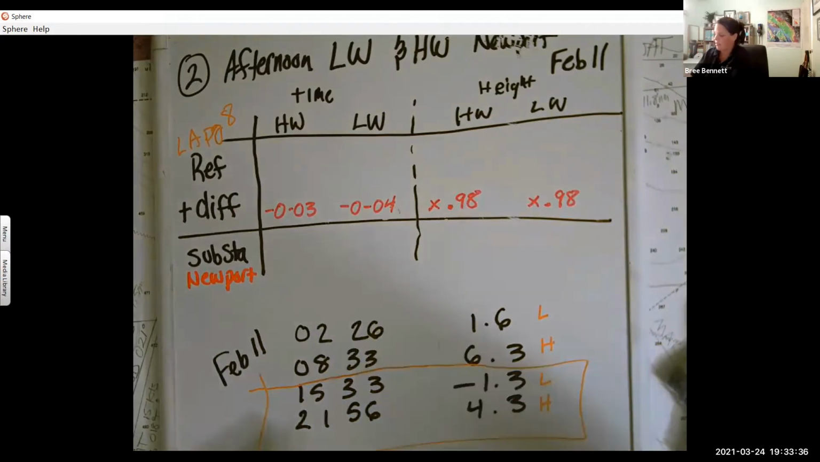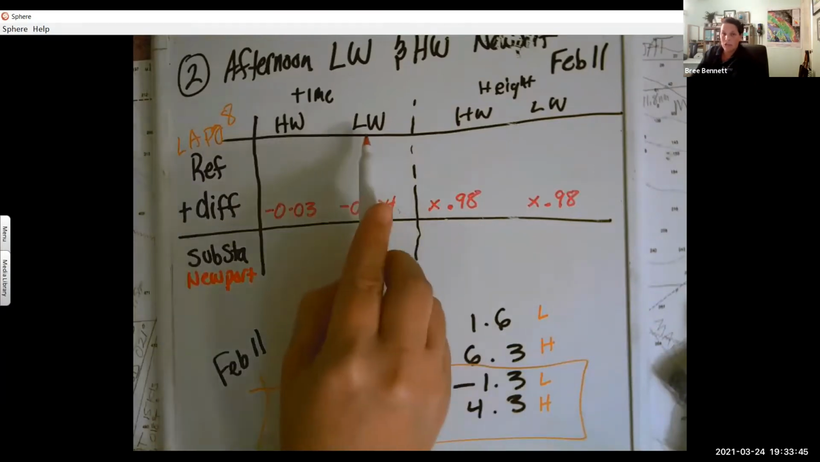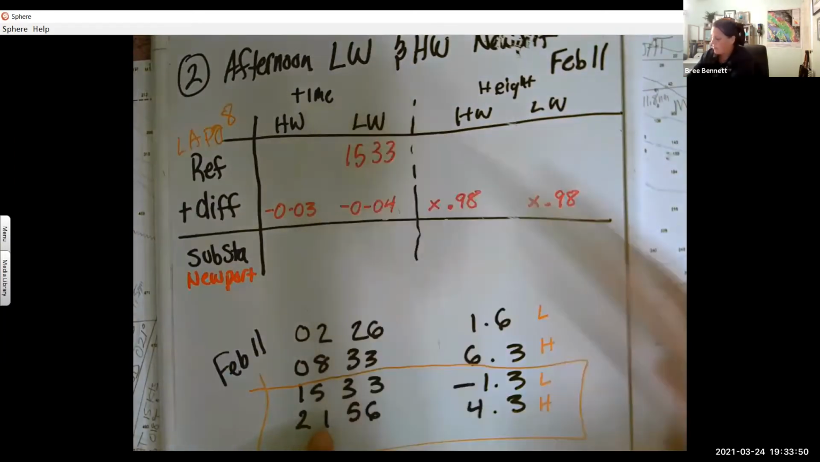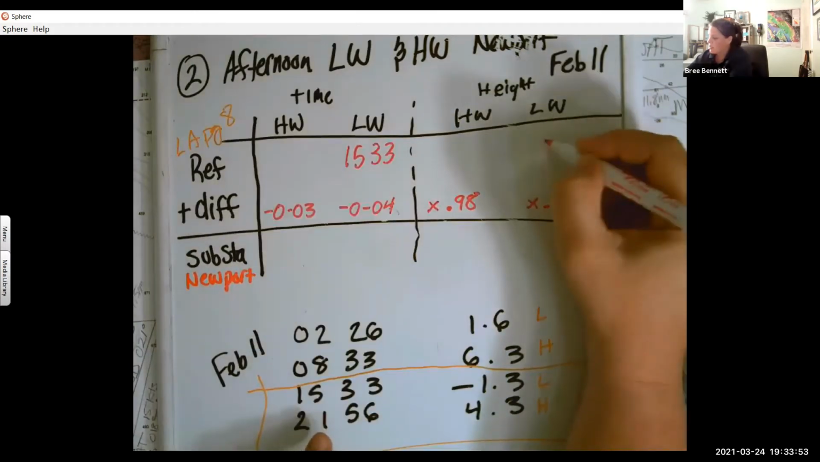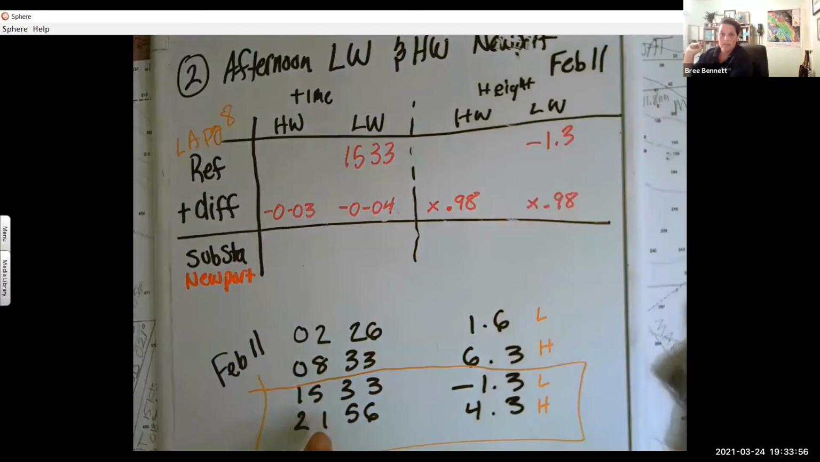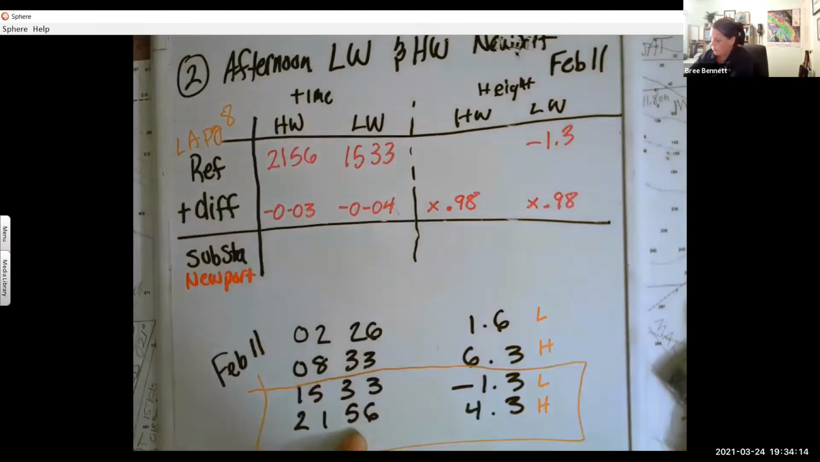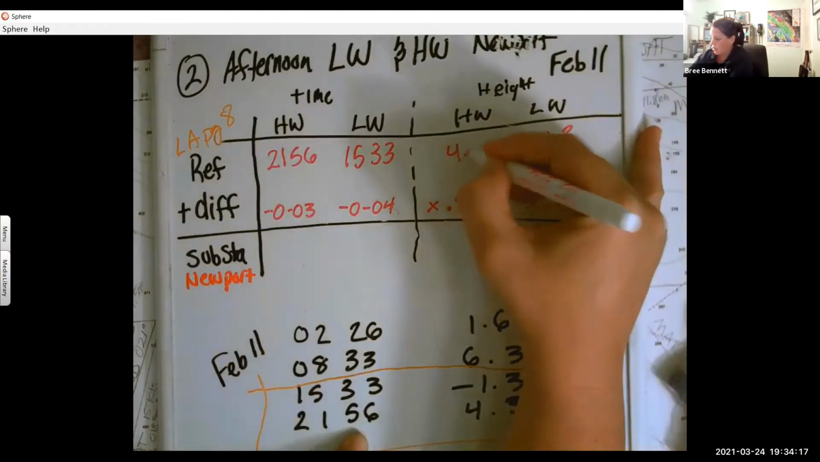So we're going to grab these numbers and put them into place on my little chart here. So I have 1533 as a time for low water. So I'm going to write in my time for low water is 1533. My height for low water was negative 1.3. Then my next time was 2156, and that was high water. My high water was 4.3.